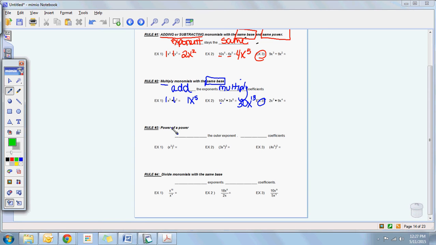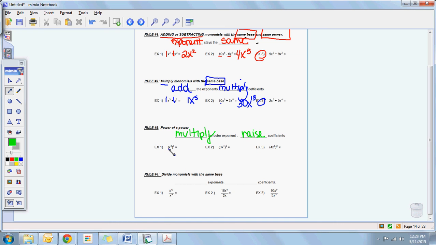Rule number 3, power to a power. Power to a power looks like this. You have an expression in parentheses, and then the entire thing is raised to an outside power. We've got powers on top of powers, okay? So when you have a power to a power, you're going to multiply the outer exponent, and you're going to raise the coefficients. What I mean by that is if you have a coefficient on the outside, for example this one, multiply those outer exponents, and you're going to raise the 3 to the 2nd power. Okay, raise the coefficients to the power that it's asking you to do.